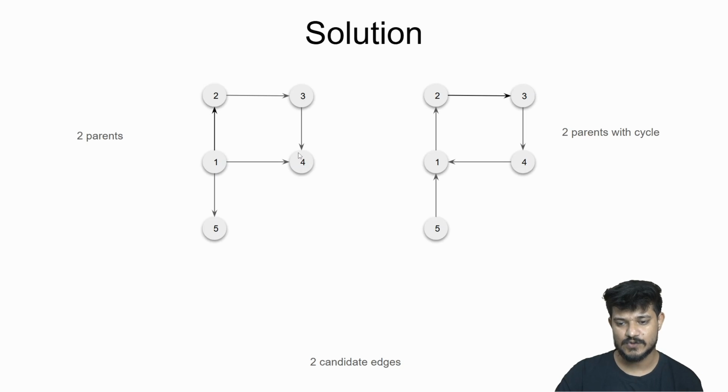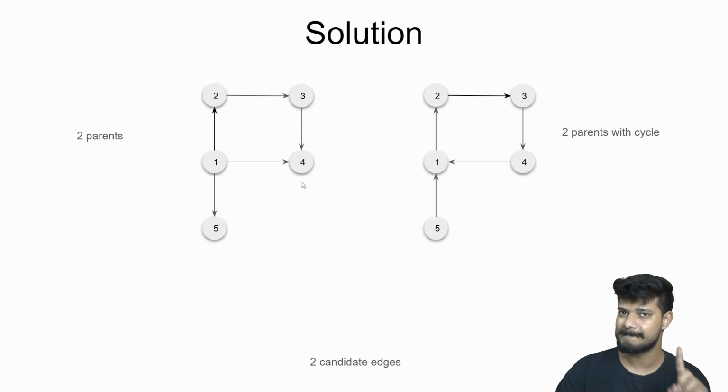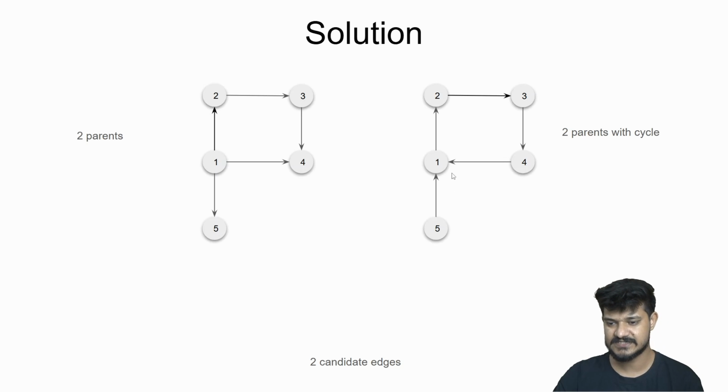For example, this node has two parents, 3 and 1. We have to remove one of them because in a tree there is no node with two parents, so we have to remove one edge so that it only has one parent, right? So these two edges will be our candidates. Either I can remove 1 4, or I can remove 3 4, so that node 4 has only one parent, right? Same in this case, 1 has two parents, 4 and 5. So these two edges, 4 1 or 5 1, are my candidates which I want to remove.